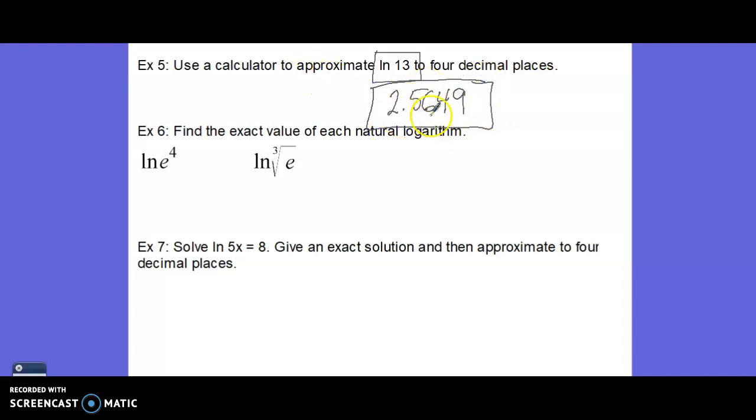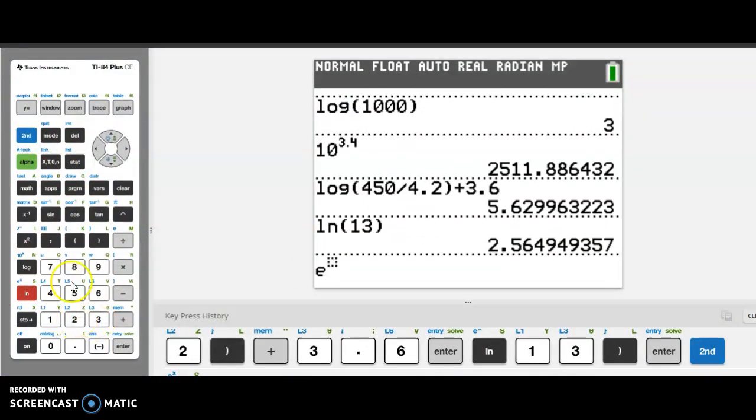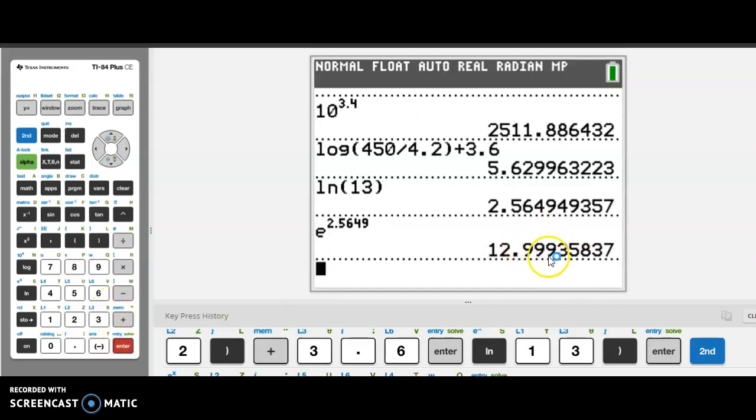And by the way, this answer should make sense, because if you do e to that power, 2.5649, you get an answer that's pretty close to 13. But because I rounded it, it's off just a little bit. So that's how you can double check that you're typing this into your calculator correctly.